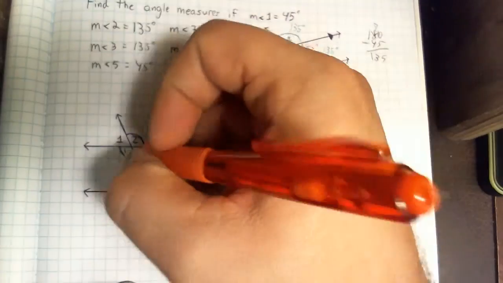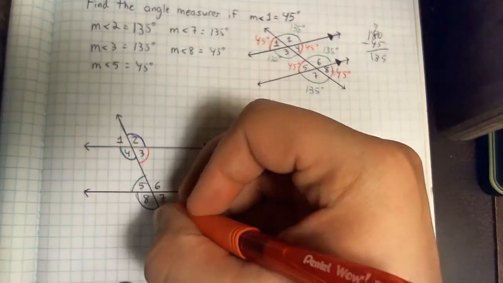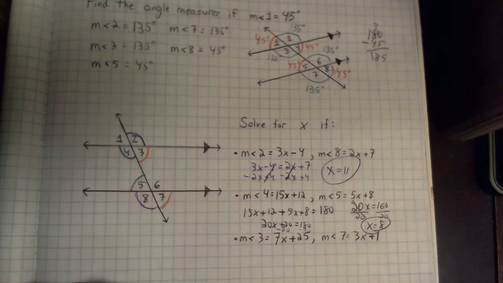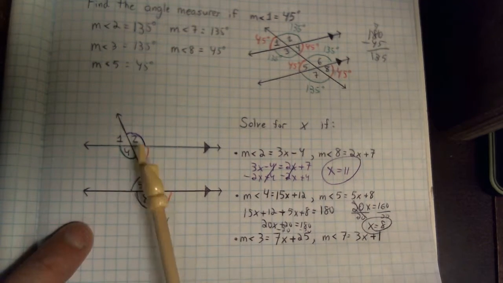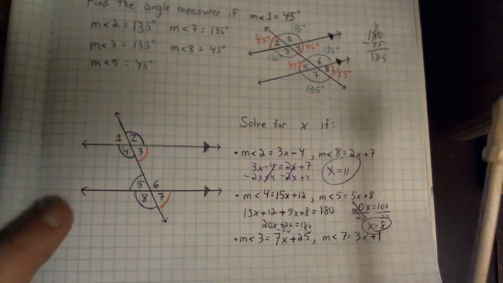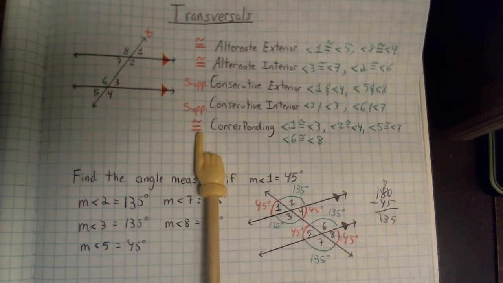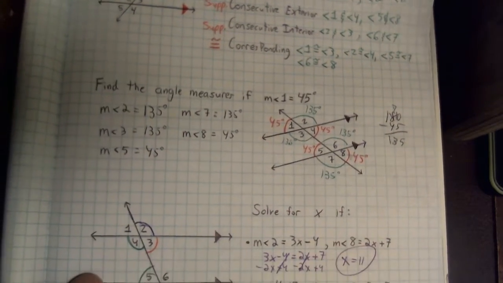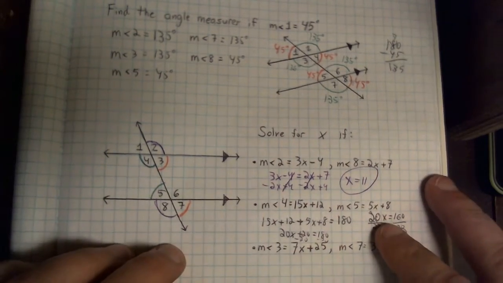Measure of angle 3, that's this one right here, and the measure of angle 7. Again, before I do any work, I'm going to recognize the relationship. I have corresponding angles, right? One interior, one exterior, both on the same side of the transversal, non-adjacent to each other. Those are corresponding, and I know that corresponding angles are congruent. So, again, just take the information, set them equal to each other.